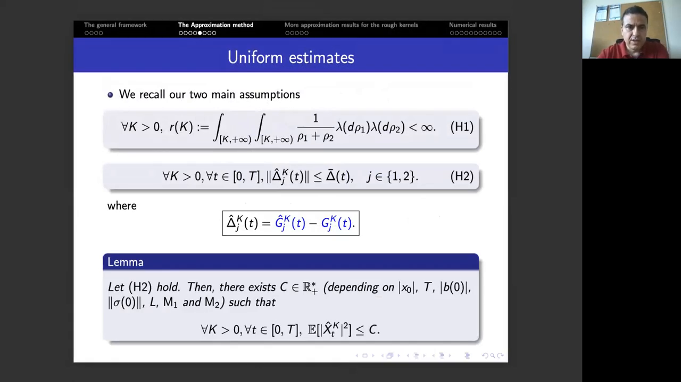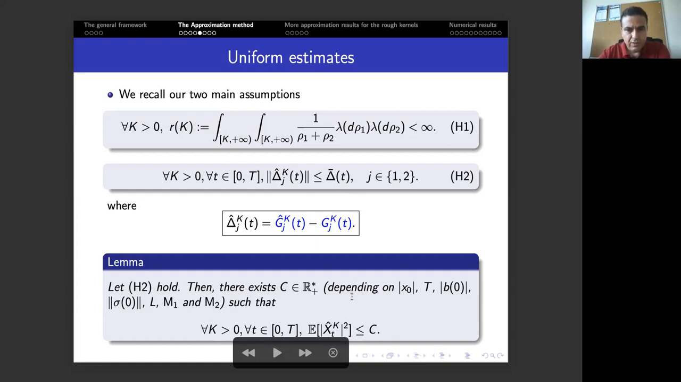Okay, so let us recall the assumptions that we introduced so far. The first one is the upper bound for the truncation step, given by the R of k upper bound here, and the second one is the error that we suppose to be known, of course, between the approximated truncated kernel and the truncated one.